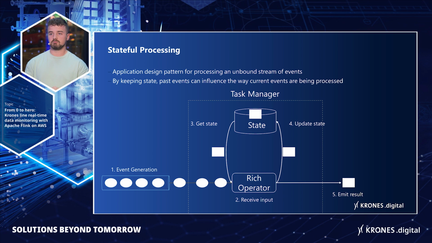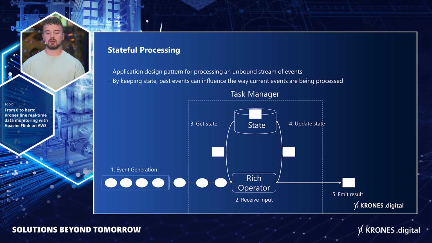And rich operator sounds very complicated, but those are already built in Apache Flink. So if you want to do a simple sum function on a 5-minute window, for example, this is already built in. You don't need to bring your own Java code. This is something you can do out of the box.